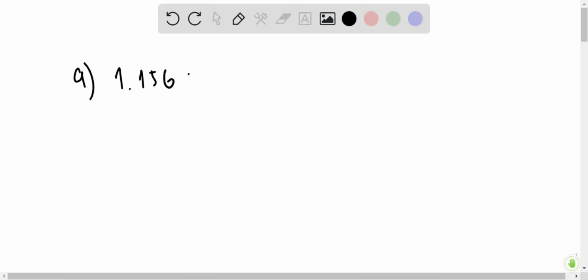1.156, and as we see, it has only one number before the decimal point, so it equals 1.156 multiplied by 10 to the power of 0. Because this number doesn't need any change, we just multiply it by 1.